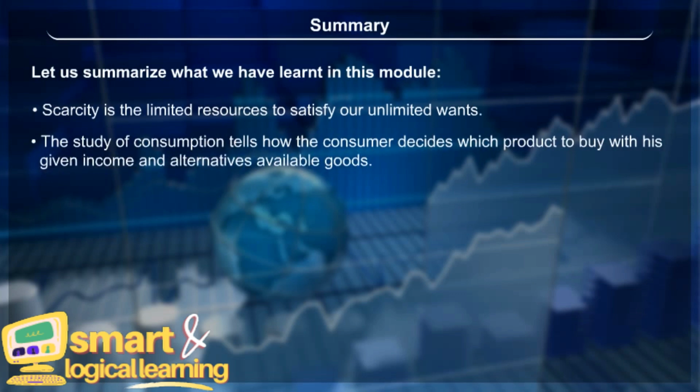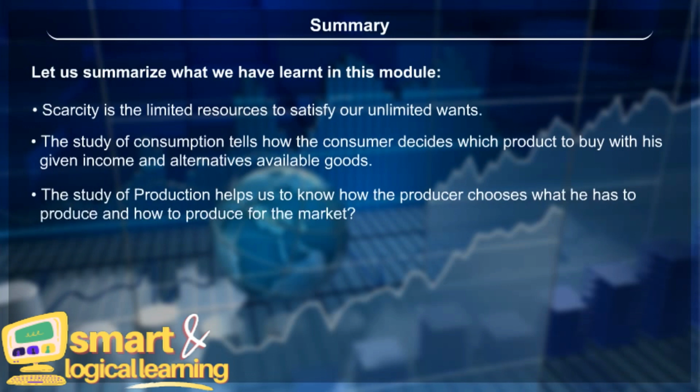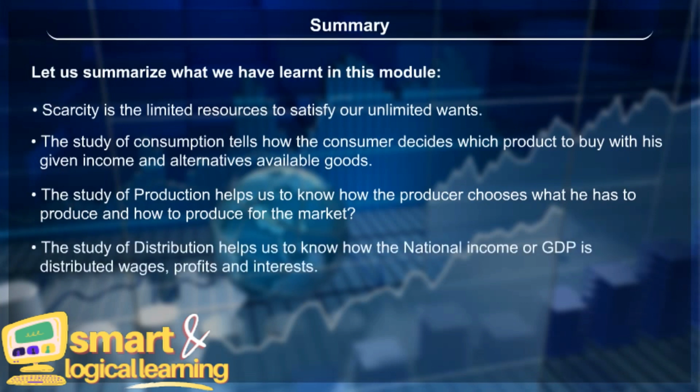The study of consumption tells how the consumer decides which product to buy with his given income and alternative goods available. The study of production helps us to know how the producer chooses what he has to produce and how to produce for the market. The study of distribution helps us to know how the national income or GDP is distributed as wages, profits and interest.